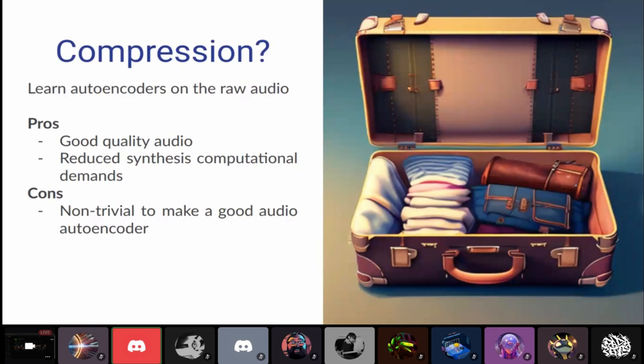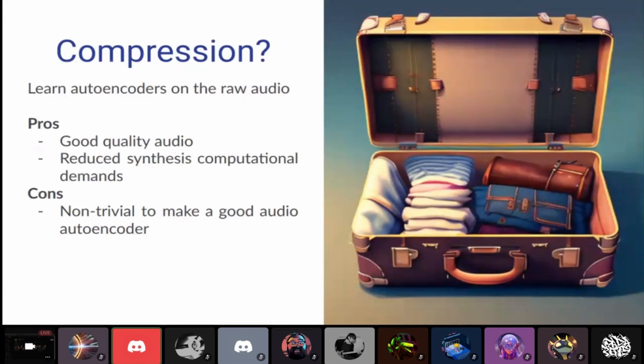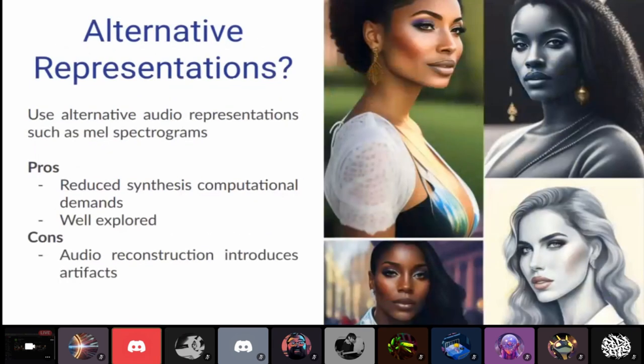Well, as many of you who have worked with autoencoders will agree, making a good autoencoder is a nontrivial task, and it requires a lot of computation to get it right, and also good expertise to get it right. So, what else can we do?